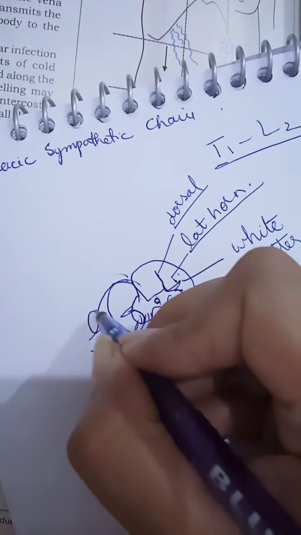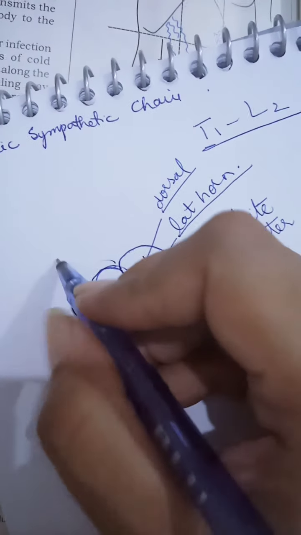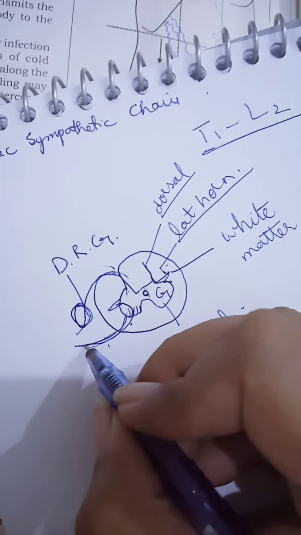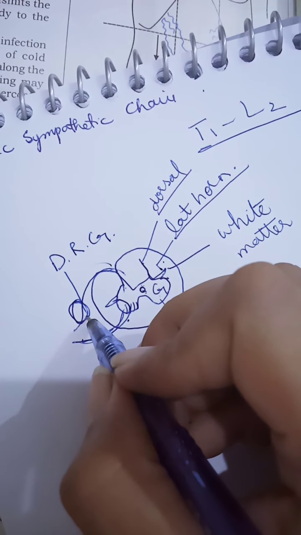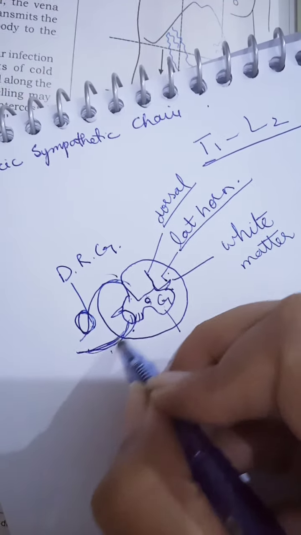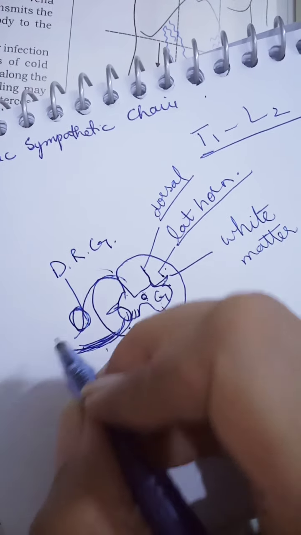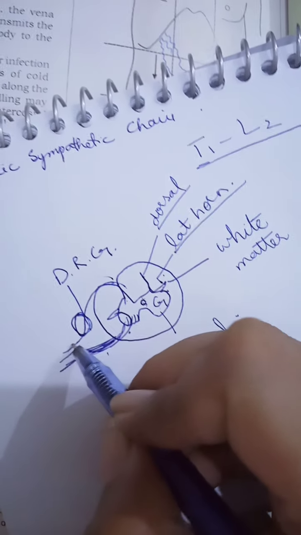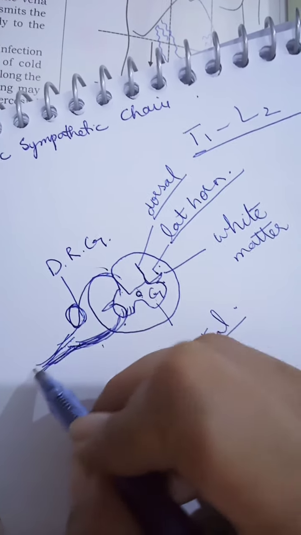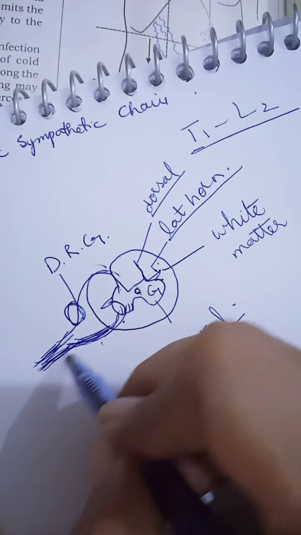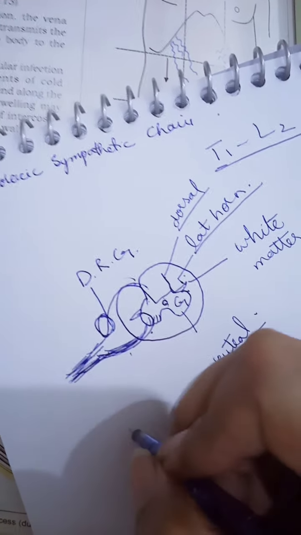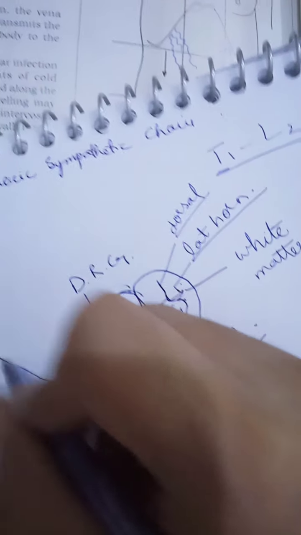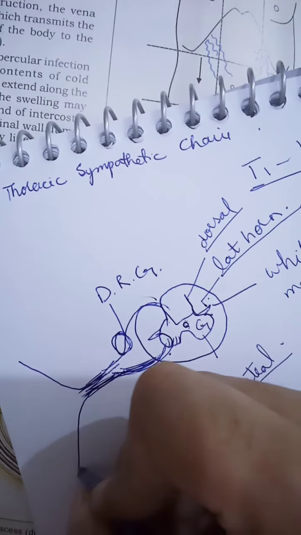Now at the posterior root you have a bulging which is called the dorsal root ganglion, but you don't have any other bulging. This is also called the sensory ganglion. This is the largest sensory ganglion, and here you don't find any bulging. So these two roots will combine together and form a single spinal nerve, right? And then the spinal nerve is divided into two portions.